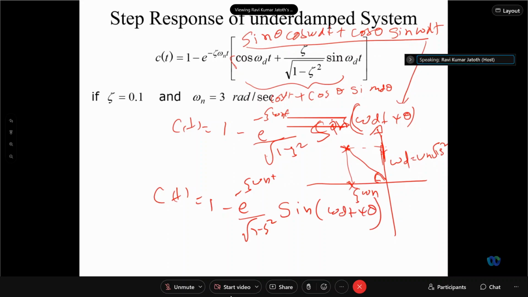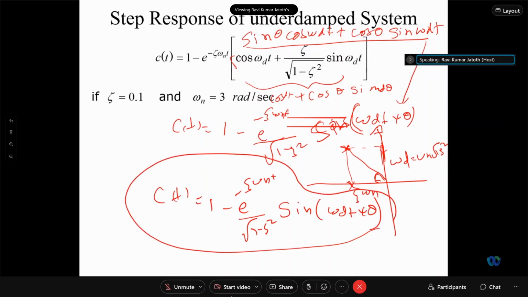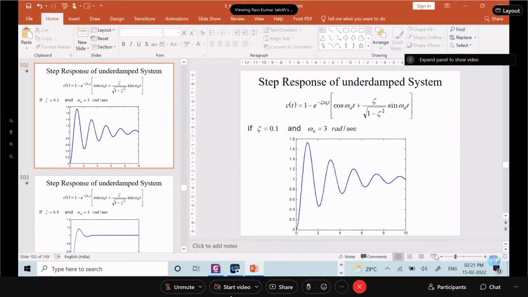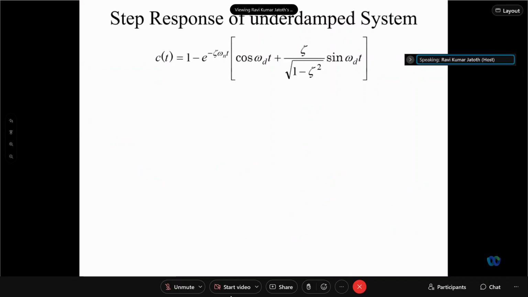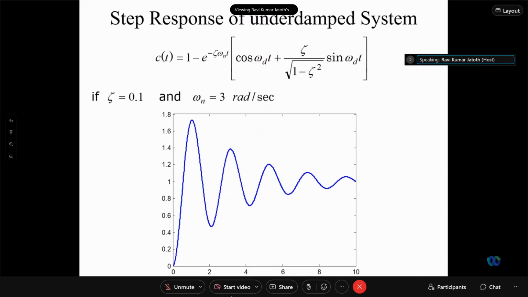Okay. So it is an exponentially decaying sinusoidal function. If you take zeta from 0 to 1 and then vary omega n, you would be getting a response like this.